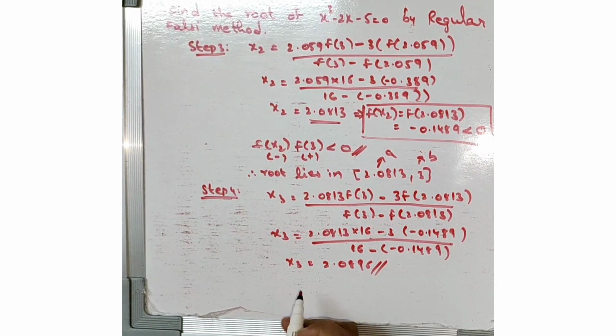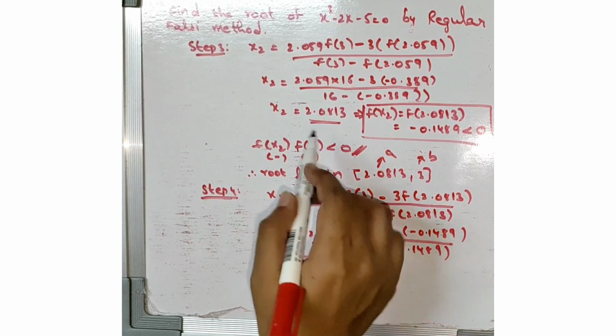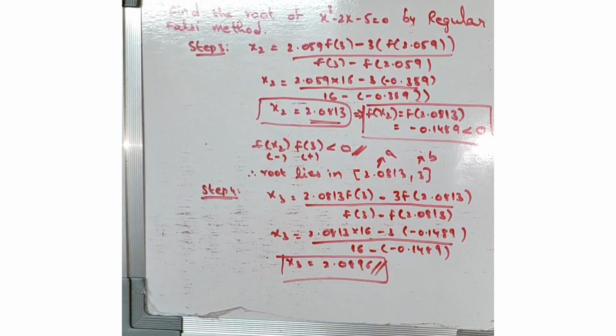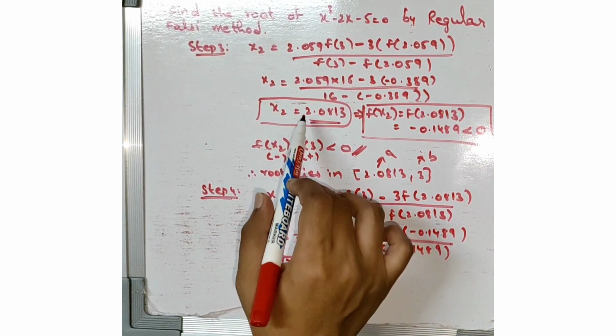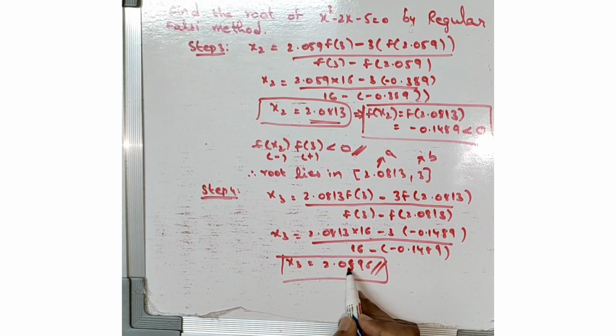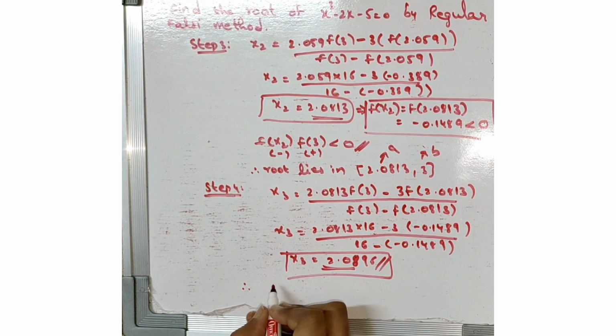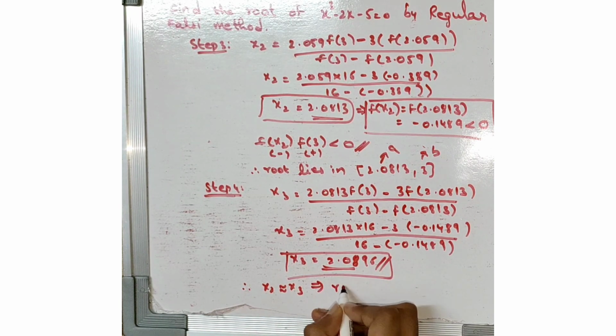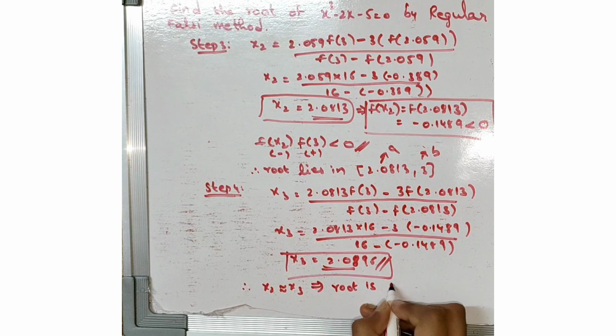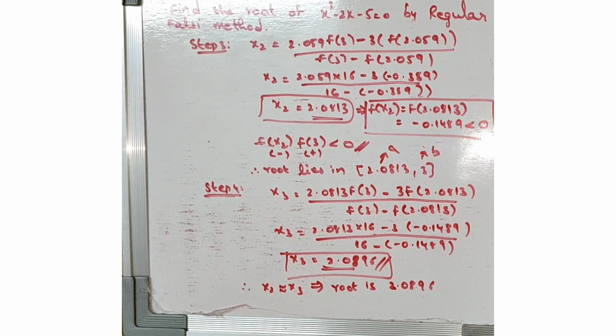Now check whether x3 and x2 are approximately equal or not. Yes, 2.0813 and 2.0896, up to 2 decimals, are approximately equal. Therefore, you can stop the process. x2 and x3 are approximately equal. Therefore, the root is 2.0896 approximately. So this is all about the regula falsi method.